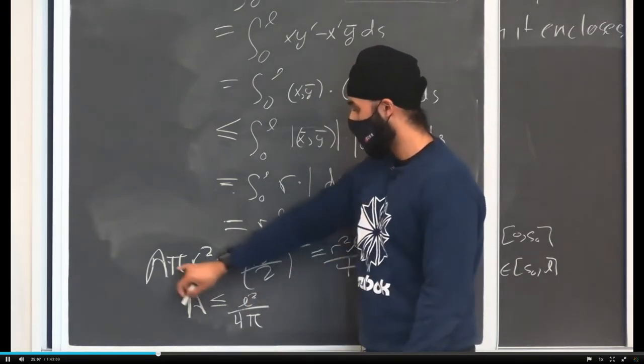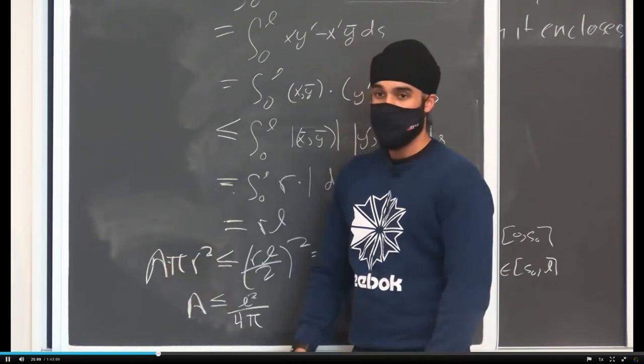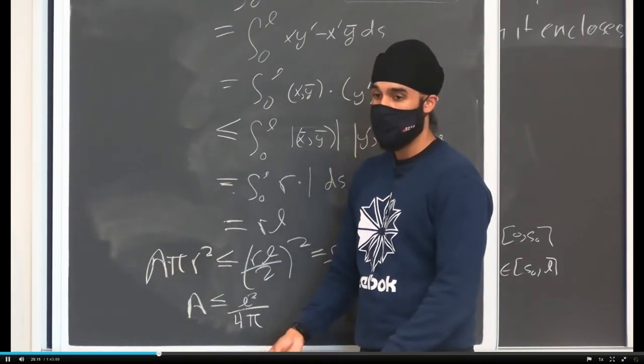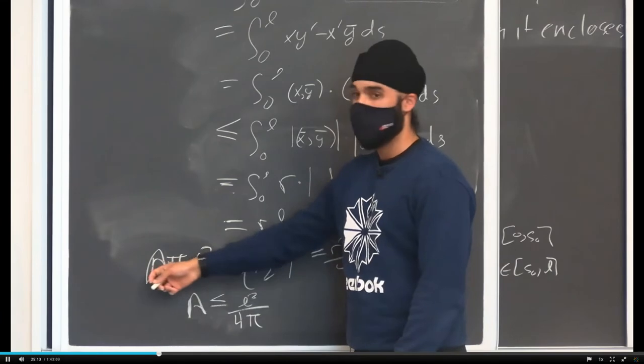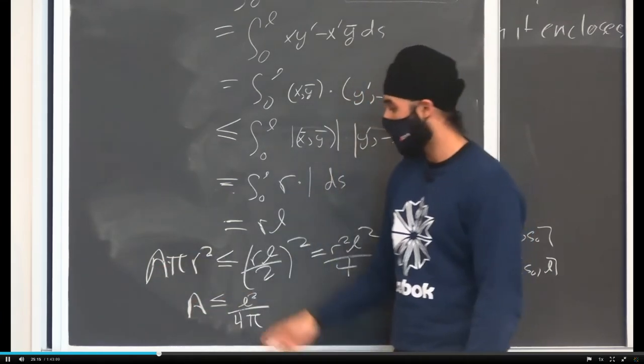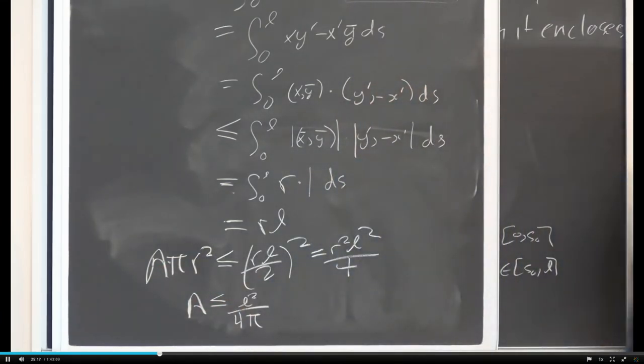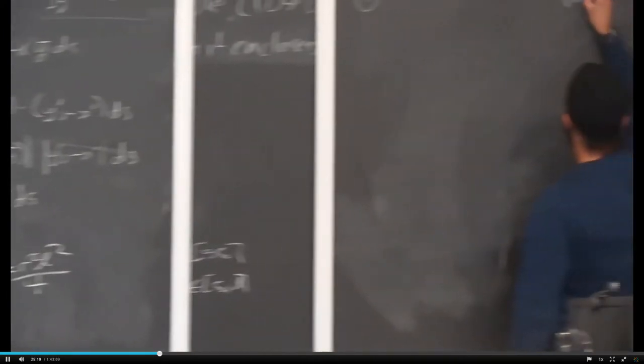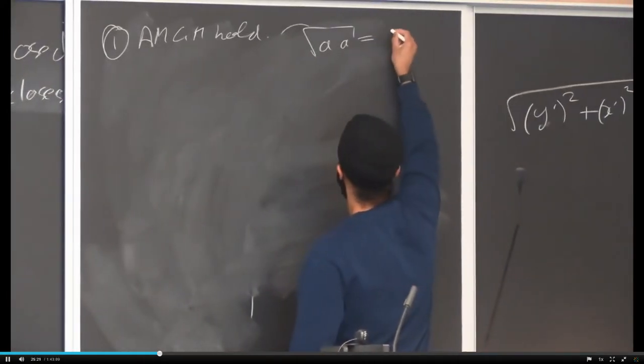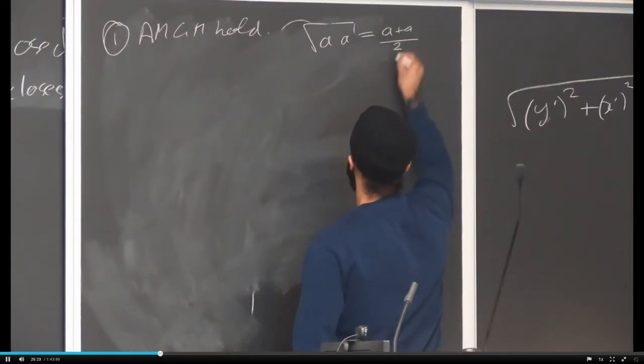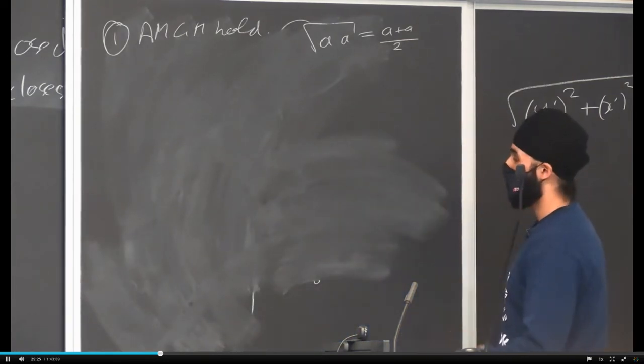Okay, that's good. So we're taking a product of this, and the only time the AM-GM inequality holds is when both of the things are the exact same. That's usually when it only holds, because if you think of it, the square root of a times a is equal to (a plus a) over 2. So that's one of the only times when it works.